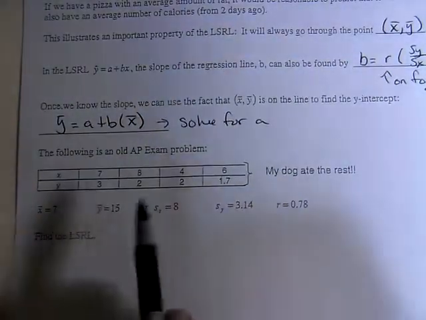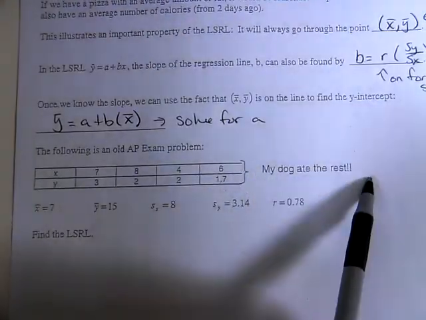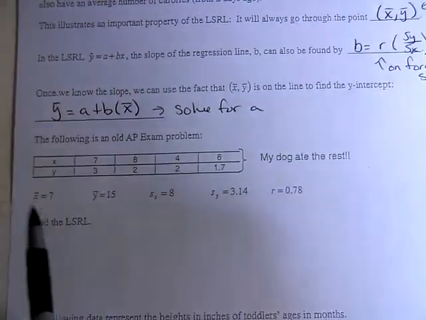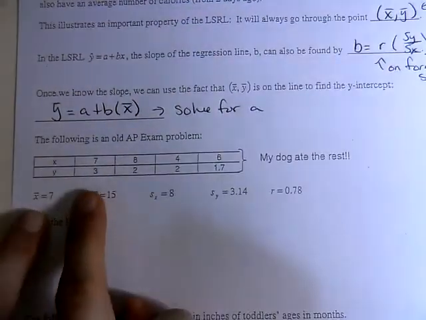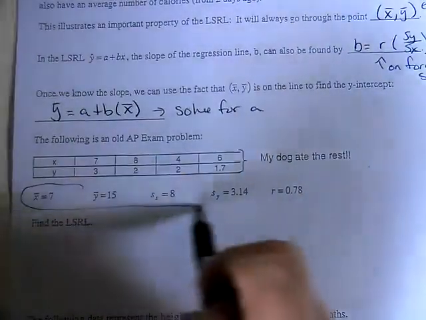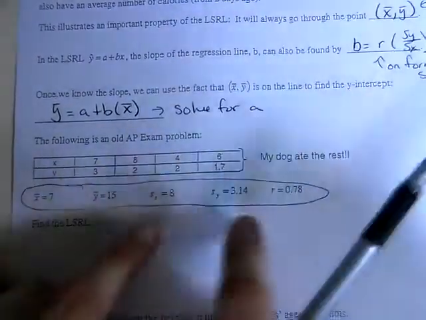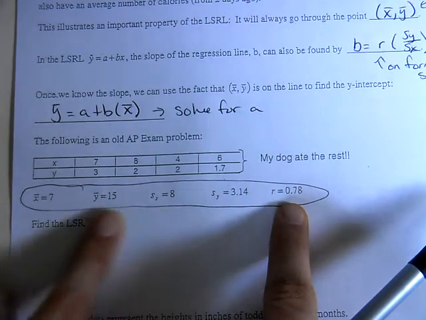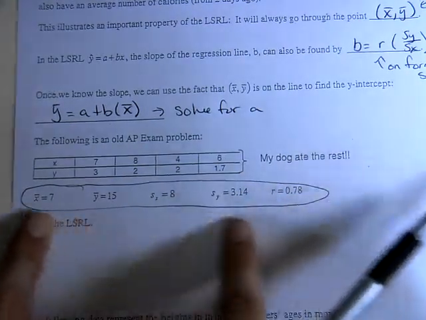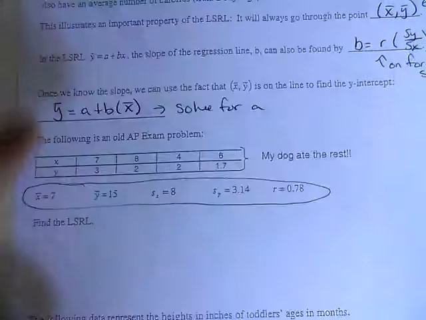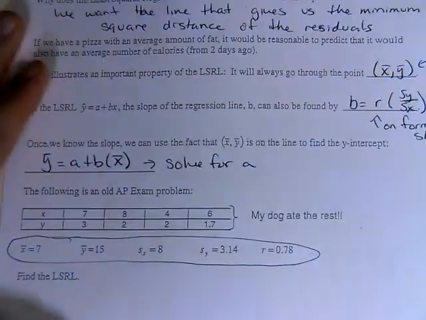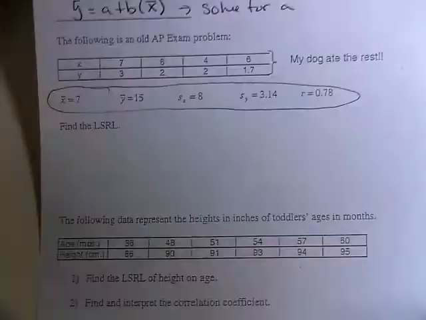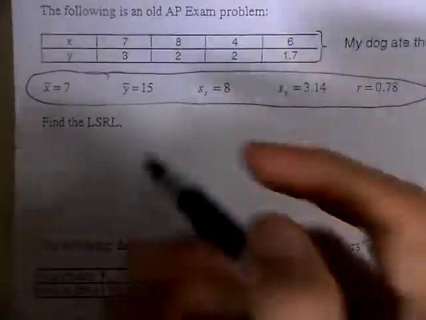So the following is an old AP exam problem. We have an x and a y, and we're given some data, but then the dog ate the rest. But we do know the average x, the average y, so we know x bar, y bar, and we know the standard deviation of x and y, and we know the correlation coefficient. So I can find my least squares regression line if I know all 5 of these. So it's kind of a 2-step process. And you only have to do this if you're not given all the data.